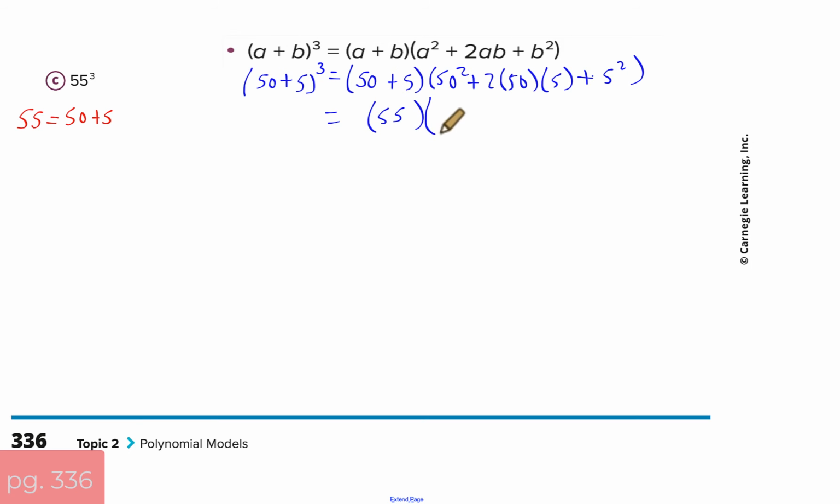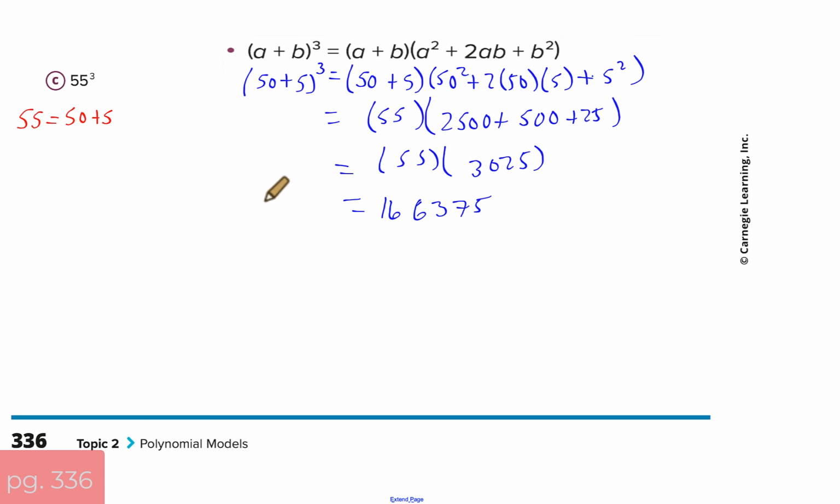We get 55. Yes, I know you can plug all of this into your calculator, but again, it's about the process of showing that these two things are equivalent. So we get 500 from the middle piece and then 25. This looks like it's going to all equal, what do we get? 55 times, that's 3,025. So I need my old calculator for that. After I plug it in the old calculator, I get 166,375. My apologies. And so that is what 55 cubed will equal. And that is me using the identity to show exactly what it is.